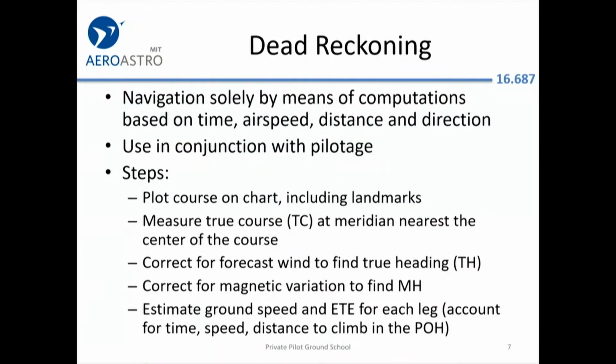So the procedure is just as I said. You plot the course on the chart. You measure the true course. So let's say you're going straight north. That's going to be 0. Then you correct for the forecast wind to find the true heading. Then you correct for the magnetic variation, because remember, your in-aircraft sources are magnetic heading, not true heading. And finally, you're going to estimate the ground speed and estimated time en route for a leg.